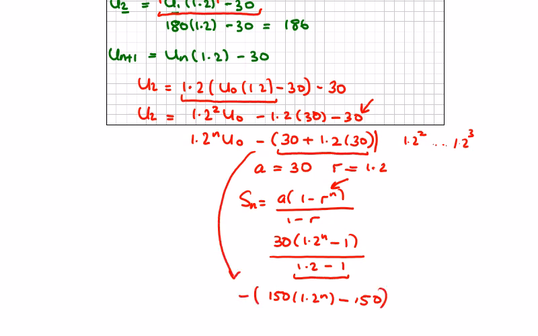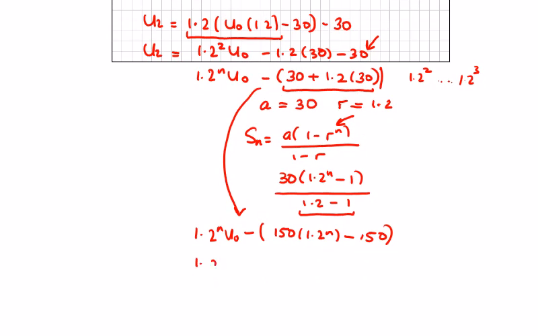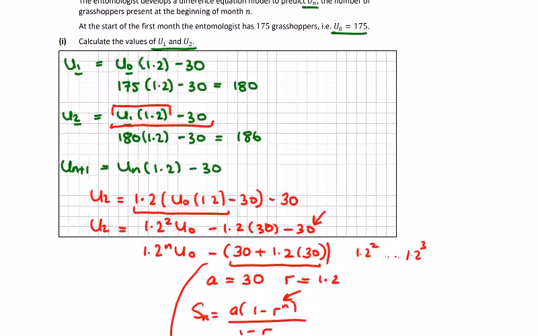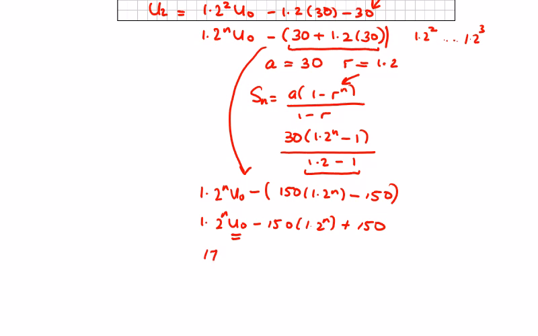And we're bringing down this minus sign that's outside, and the 1.2 to the power of n times U0, and we'll end up with 1.2 to the power of n times U0 minus 150 times 1.2 to the power of n, then plus 150. U0 is 175, so we're going to get 175 times 1.2 to the power of n minus the 150 times 1.2 to the power of n plus 150.